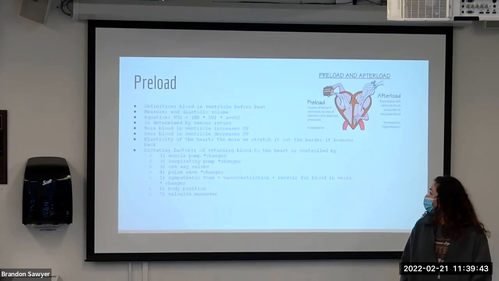Elasticity of the heart: the more that we stretch it out, the harder the heart bounces back. The dictating factors of blood returning to the heart are the muscle pump, respiratory pump, one-way valves, pulse wave, sympathetic tone, like vasoconstriction, and the reservoir for blood in the veins, and the changes in those. Body position too, so if you're sitting, standing, running, walking. And the Valsalva maneuver, because that increases your pressure.